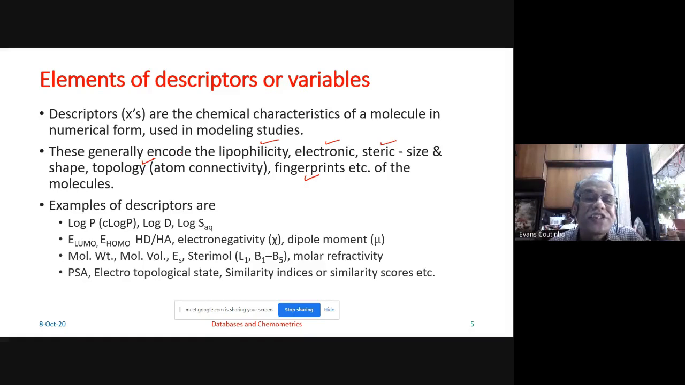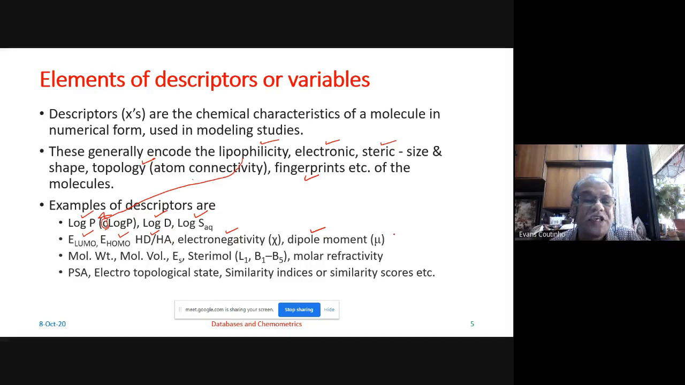Now, some of these descriptors or chemical characteristics of these molecules, as I said, their lipophilicity, etc., are described. For example, lipophilicity can be described in terms of the partition coefficient, which is calculated. This is experimentally measured. Lipophilicity can be described by the distribution coefficient, and by solubility. Electronic properties of a molecule can be described by the energy of the lowest unoccupied molecular orbital, energy of the highest occupied molecular orbital, the hydrogen bonds, hydrogen acceptors and hydrogen donors, the electronegativity of the molecules, the dipole moment of the molecules, etc.